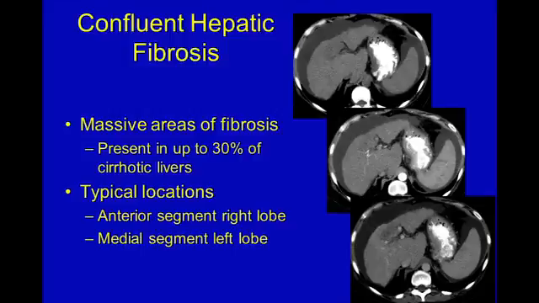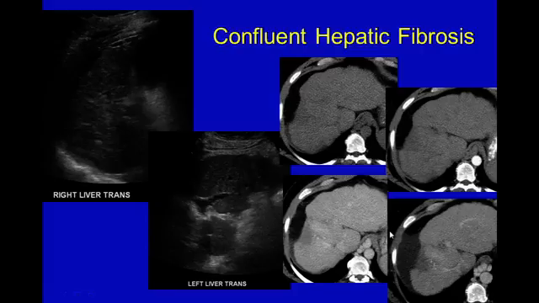Now, there's a special kind of fibrosis that it's important to recognize. These are confluent hepatic fibrosis, which involves massive areas of the liver in a fairly good proportion of patients. And there are two typical locations. One is the anterior segment of the right lobe, and the other is the medial segment of the left lobe. You can see the left lobe lesion here, which is low attenuation on CT, has some volume loss of the capsule above it, and does not enhance as you go through arterial and portal venous phase imaging.